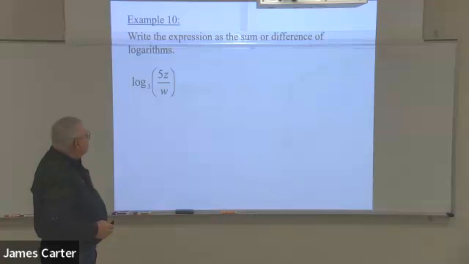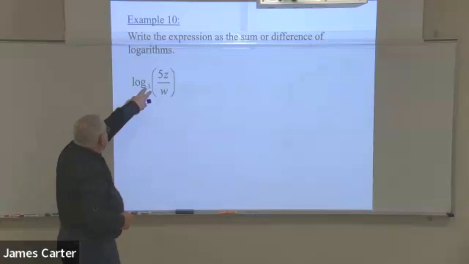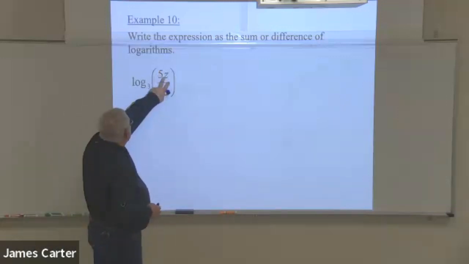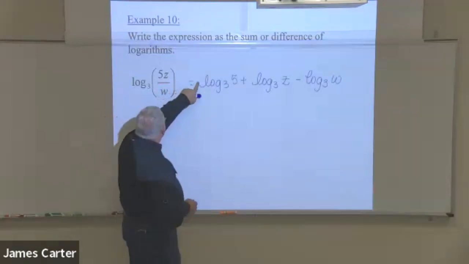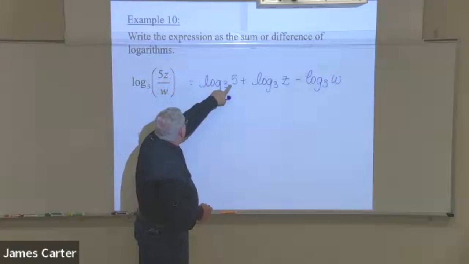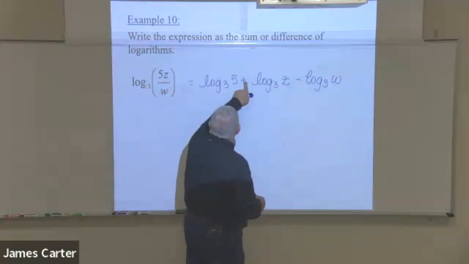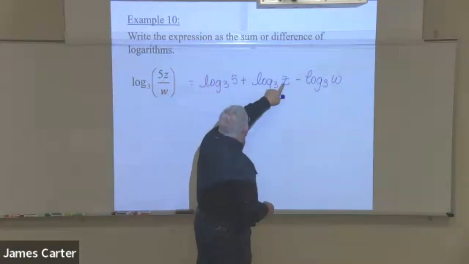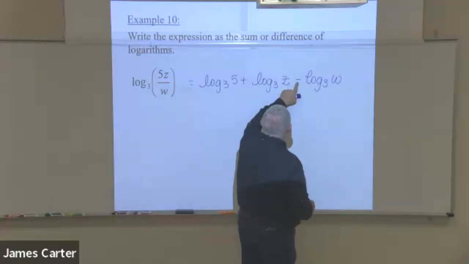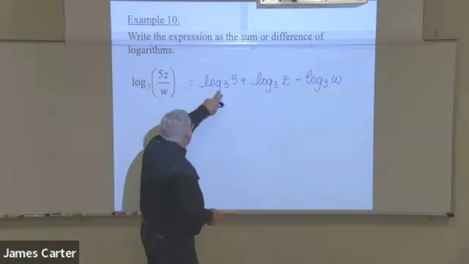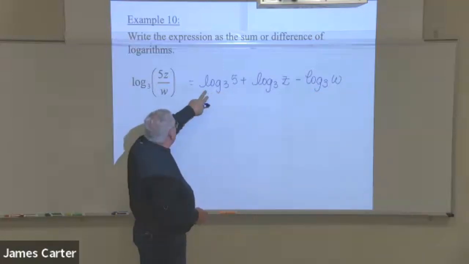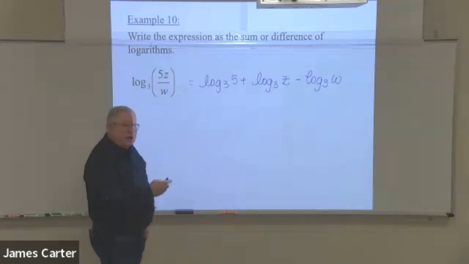Okay, we're going to expand this one. We've got 2 positive terms and 1 negative term. We've got a positive log 3 of 5, a positive log 3 of z, and a minus log 3 of w. We need to go back and review these and see if any of them can be simplified, and they cannot. So that would be your final answer on this problem.